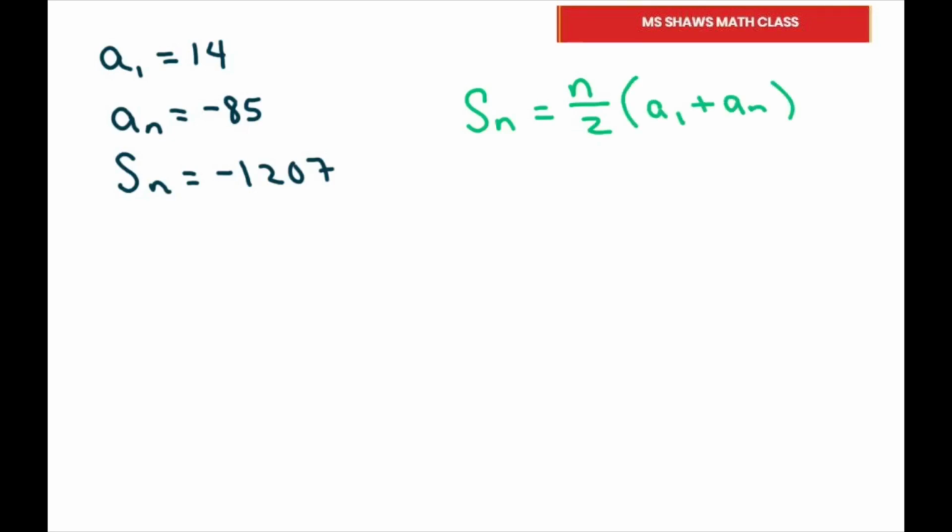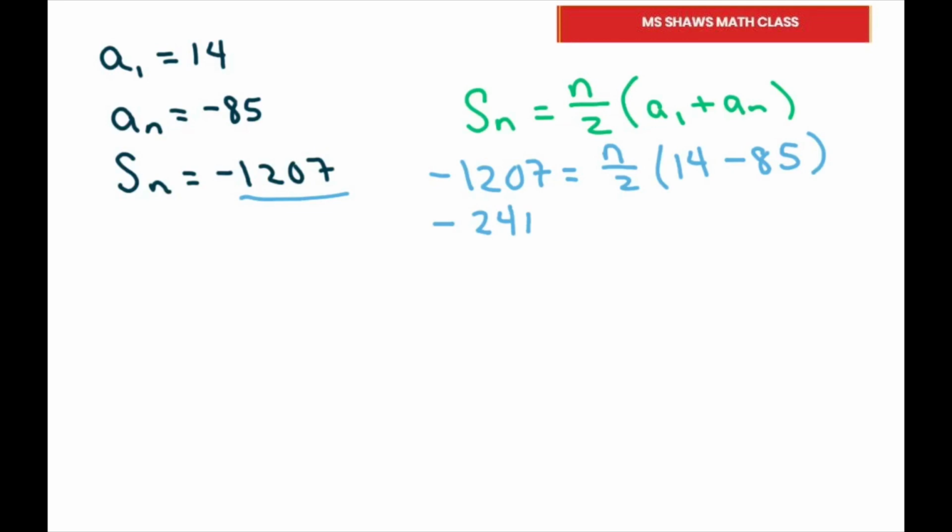So let's plug in everything. Our total sum is negative 1207. We don't know n, but we do know our first term and our last term. 14 plus negative 85 is minus 85. So you multiply both sides by 2, and you're going to get negative 2414. And 14 minus 85 is negative 71. Now divide both sides by negative 71, and you're going to get n is 34.